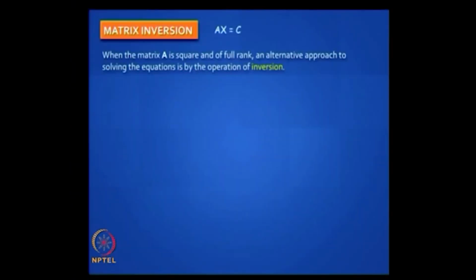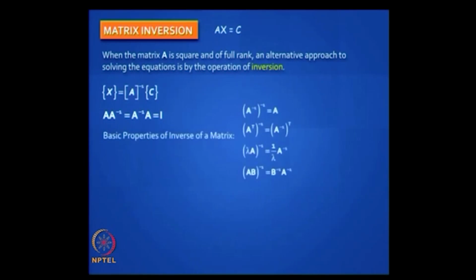When the matrix A is square and of full rank, an alternative approach to solving the equations is by operation of inversion. X is equal to A inverse C. A into A inverse, and A inverse into A, is the identity matrix. You are familiar with these. The inverse of A inverse gives you back A, and so on. The last property is very interesting. It's like what you got in transpose.